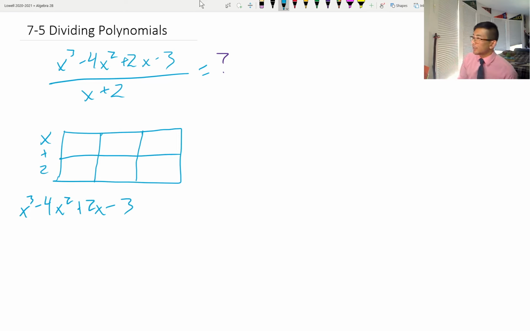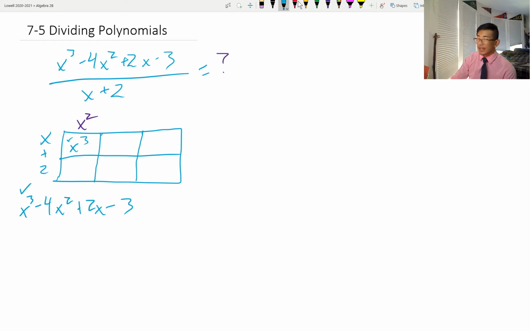Remember, we know that there are going to be at least 3 here, because to get from a cubic down to a linear, we need to go through x squared, x, and then a constant piece. So question, how many times does x go into x cubed? Well, that's going to have to be times x squared. So I'm going to fill this in. X times x squared is x cubed, so we've taken care of that x cubed, and let's see what's left over.